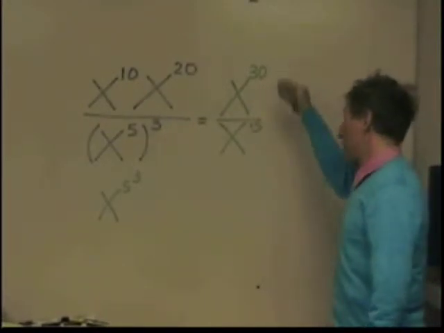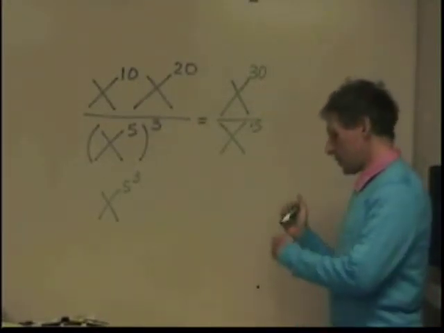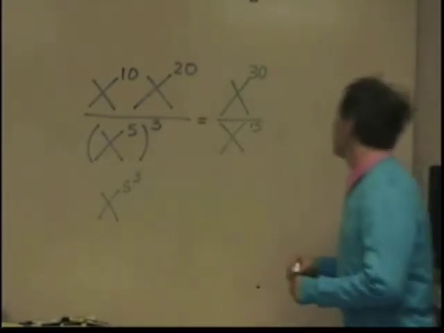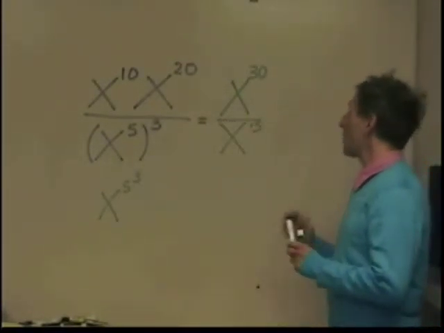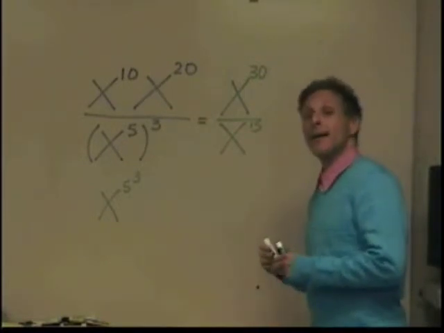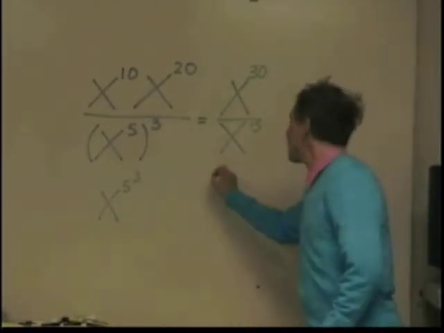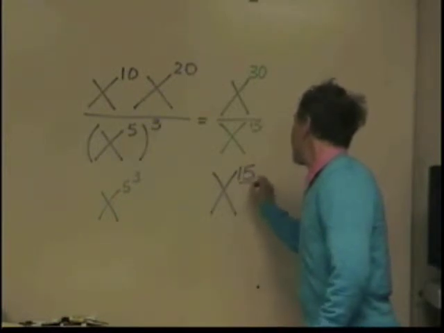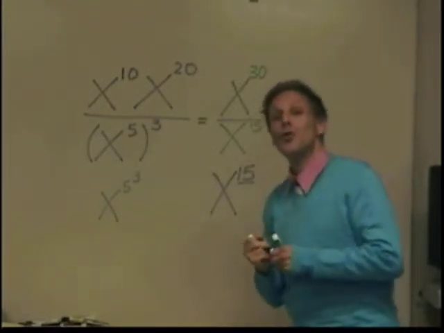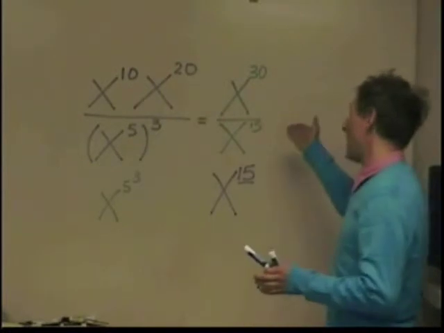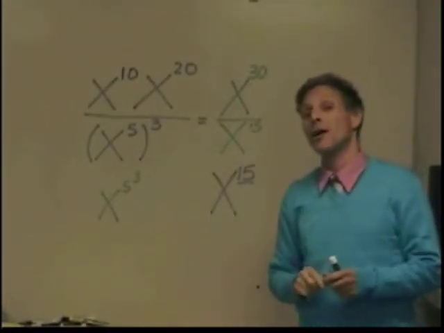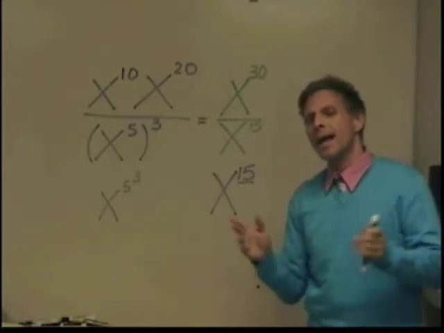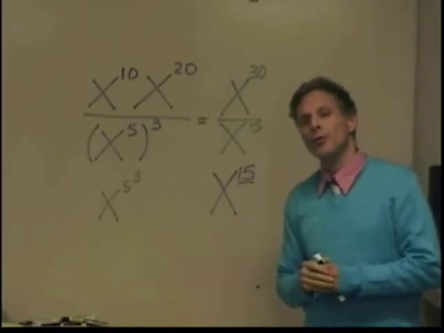Now I have division, and with division I subtract: x to the 30th divided by x to the 15th. Remember, I subtract the exponents and I get 30 take away 15 is 15. You could be sure a trick answer will have x to the 2nd, but that would be wrong. When you divide exponents, you always subtract. And when you multiply exponents, you add.